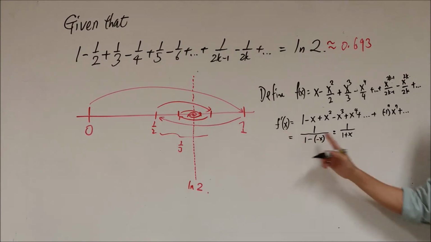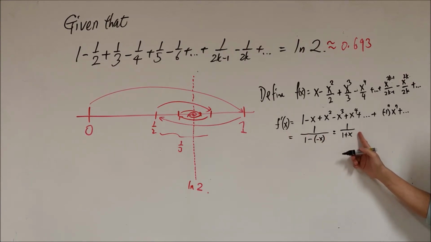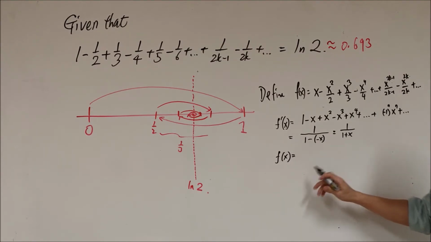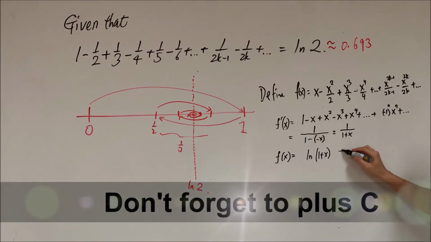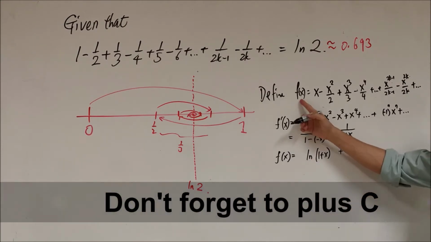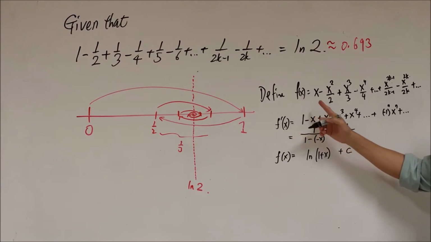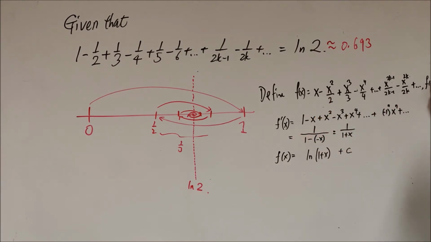Since f'(x) equals 1 over 1 plus x, therefore f(x) will be the integration of that, and it will be equal to log of 1 plus x plus c. Now note that when x equals 0, f(0) is equal to 0. So c is equal to 0. So we will say that f(x) is equal to log of 1 plus x.